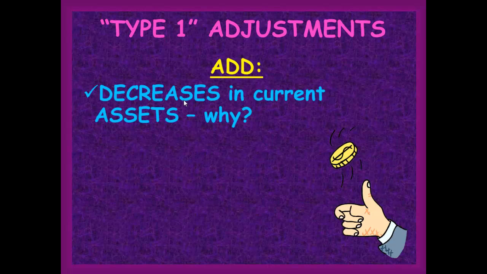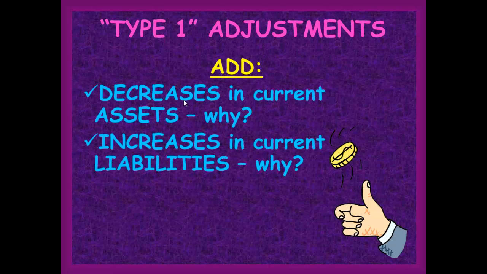How about merchandise inventory? What if it decreased during the year? What must have happened? I sold it. When I sell my inventory, what happens to cash? Cash comes in. I'm going to add it. Good. We're going to add an increase in a current liability. For example, accounts payable. If accounts payable went up, in effect, we borrowed more money. When you borrow money, cash comes in, we're going to add it.